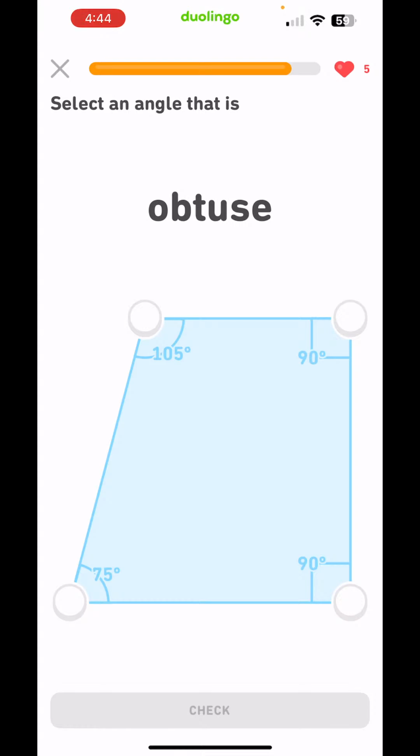So we have two 90-degree angles, a 105 angle, and a 75-degree angle. So obtuse is more than 90 degrees. So we are going to go with 105. Yep.